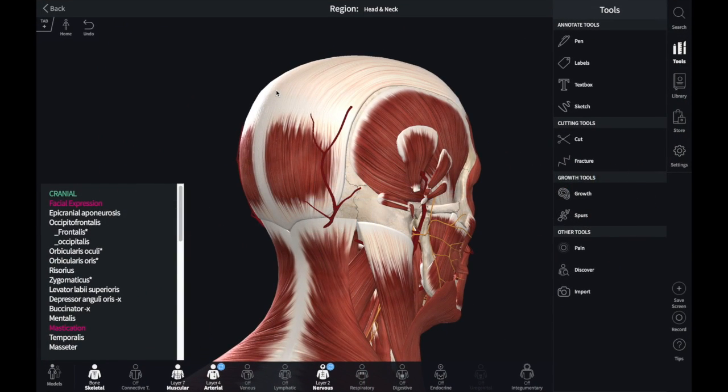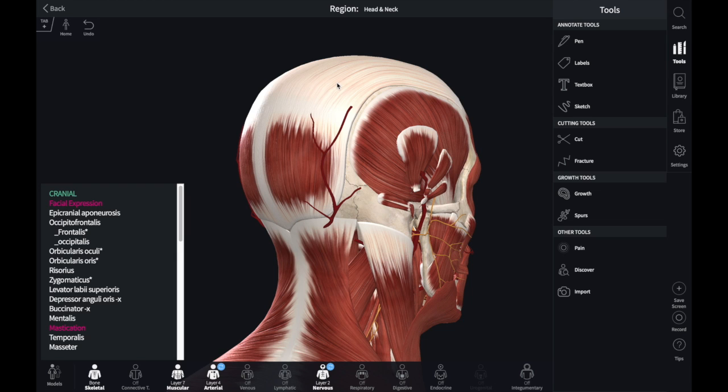Welcome to the tutorial on superficial muscles. Today we'll be talking about the muscles of the head, face, neck, shoulders, and arms. We'll begin with the muscles of the cranium, in particular those that cause any kind of facial expression.